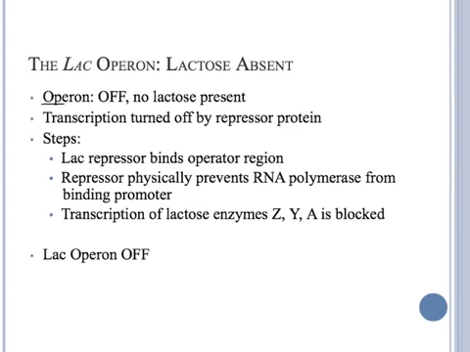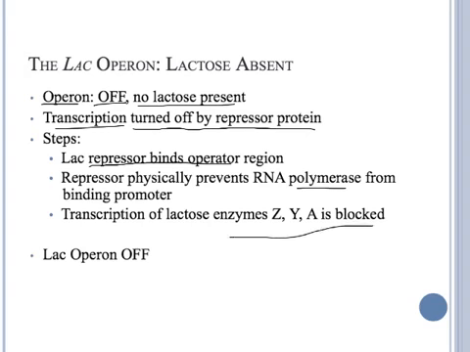So if the operon is off, and it would be off because no lactose is present, that means I do not want to have transcription. Transcription is turned off by this repressor protein. The repressor binds that operator, that regulatory section of the DNA, and it physically prevents the RNA polymerase from binding to the promoter. So therefore, I do not create my enzyme. I don't create my mRNA and don't create my protein.